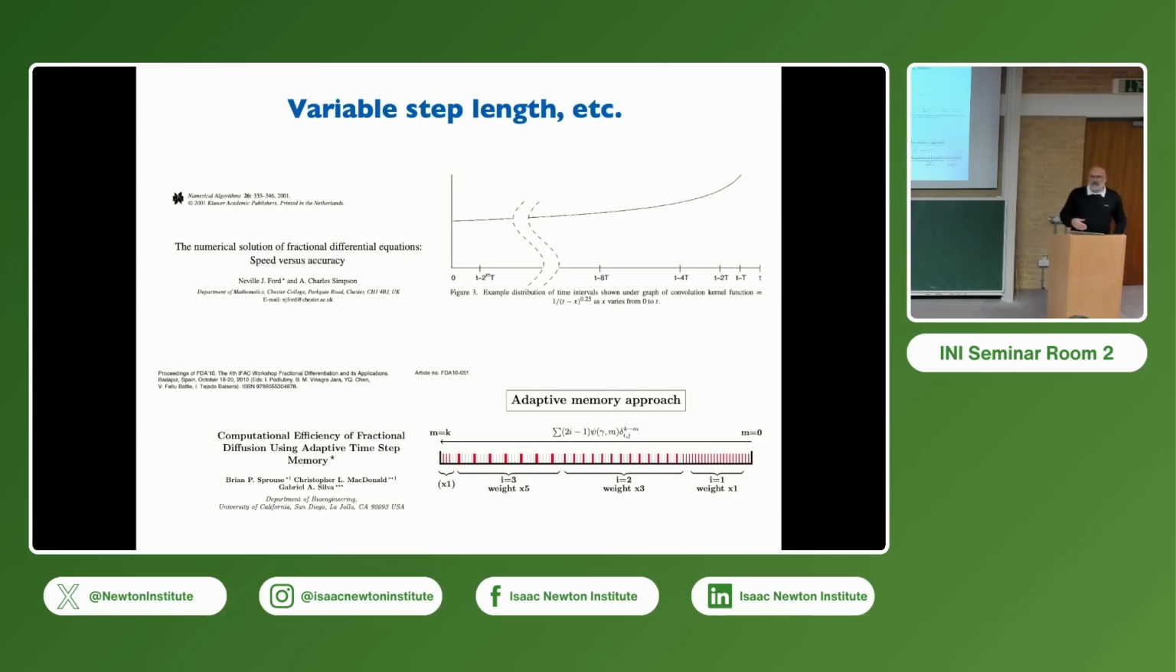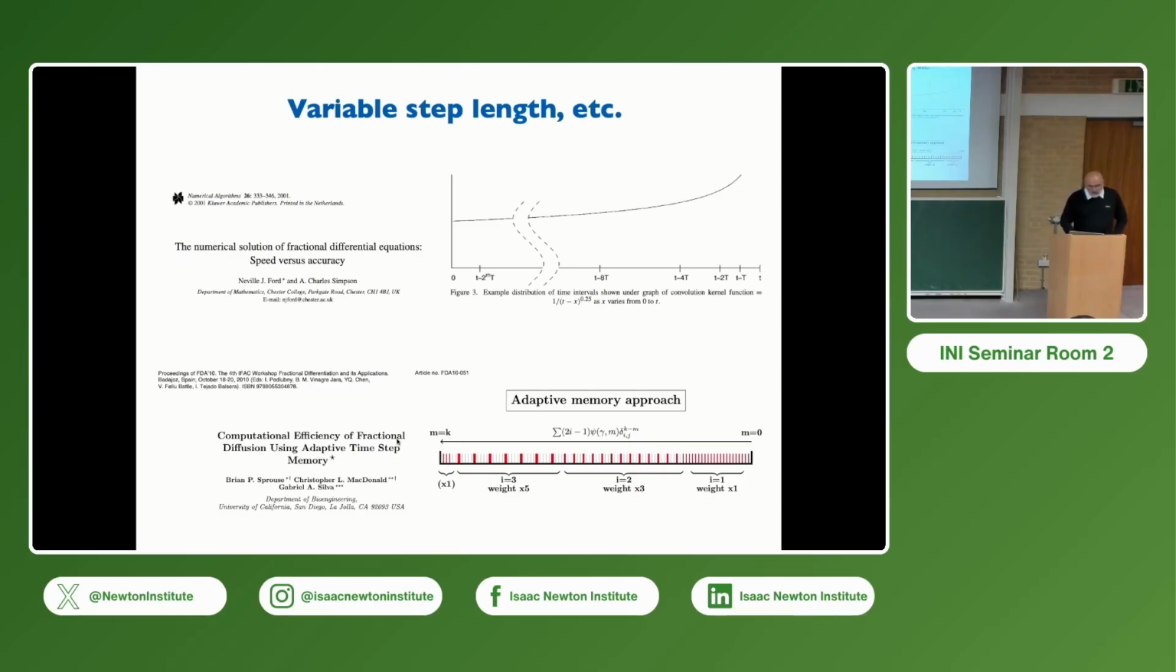And that approximation is not very convenient because you have to compute a lot of function values at the discretization nodes, and as the time interval grows, actually you have more and more points. And so there were different approaches to improve this and to reduce the amount of computations, like Neville Ford and Charles Simpson came with, let me say, a kind of a rubber discretization. So as time increases, the discretization nodes are stretched.